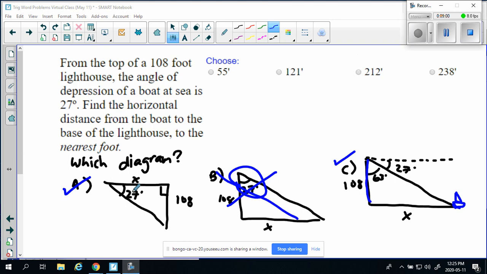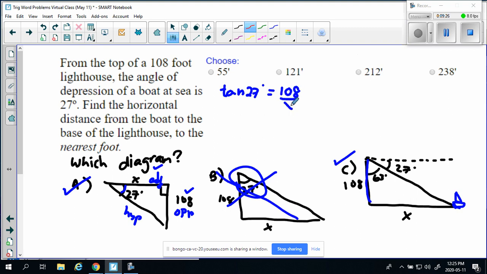All right, so if I use diagram A, which I'm going to use because it's my preferred diagram, then I have to label the sides. So here's the opposite side, here's the hypotenuse, and here's the adjacent side. Since I have the adjacent and the opposite, SOHCAHTOA says I should use tan, because tan of 27 is opposite over adjacent, 108 over x. Oh my gosh, what do I do if x is in the bottom?